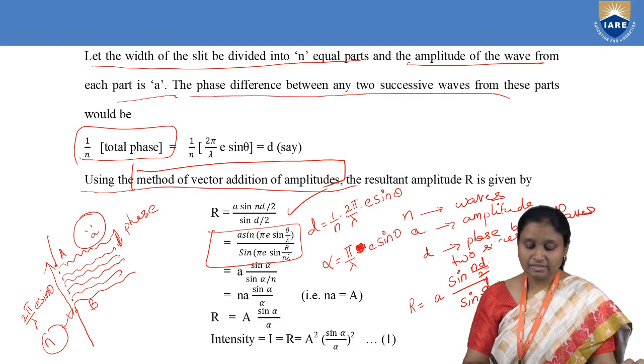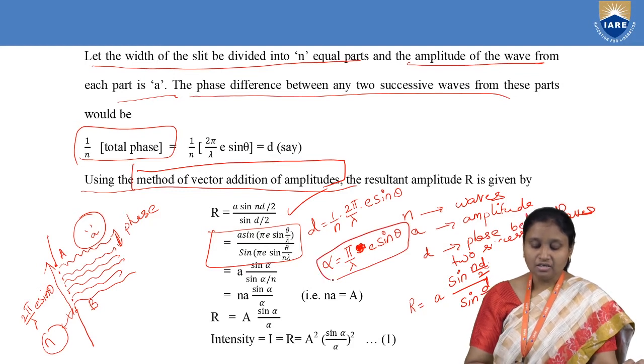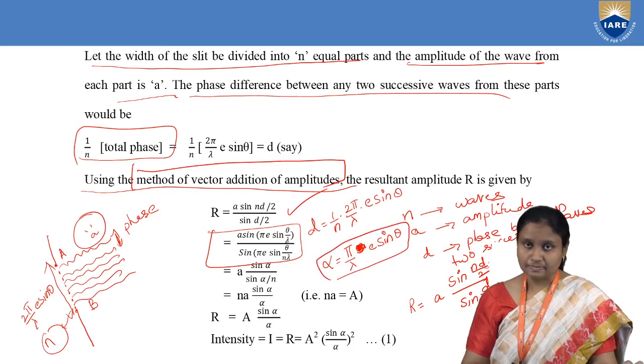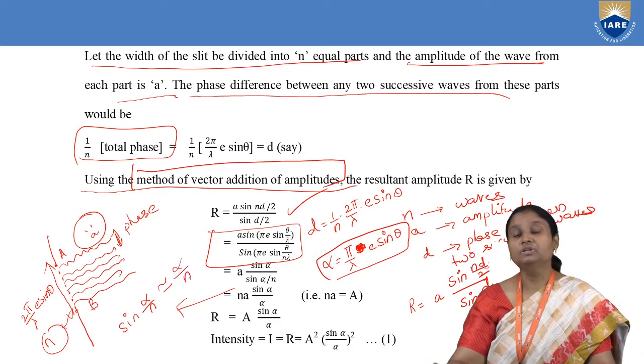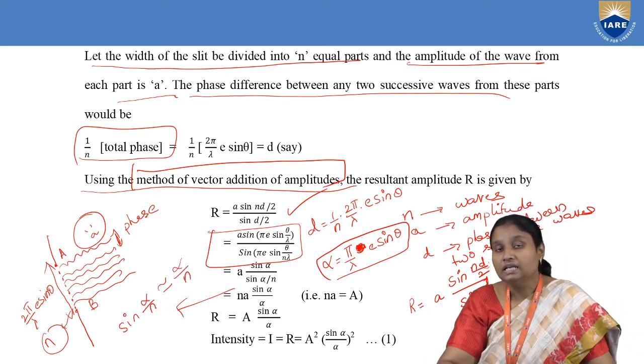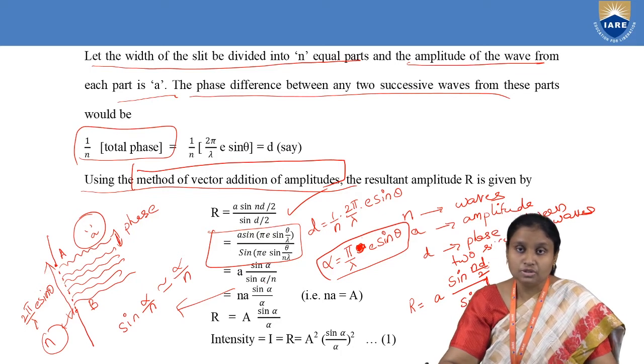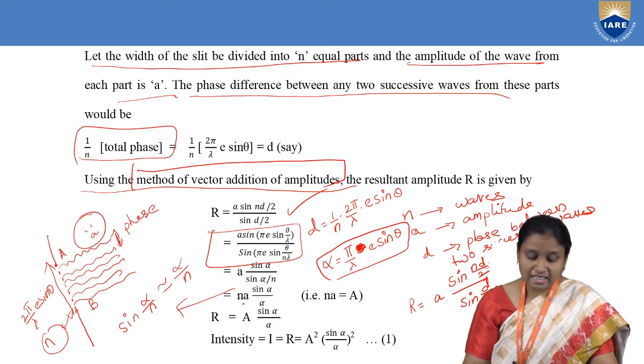So, I'm calling this alpha as pi by lambda e sine theta. If I substitute this expression, my resultant amplitude gets simplified as Na sine alpha by alpha by n. And we know that alpha by n is a very small value. So for simplicity's sake, I'm taking sine alpha by n approximately equal to alpha by n. We know that if the angle is very, very small, sine theta is approximately equal to theta. So now this Na sine alpha by alpha.